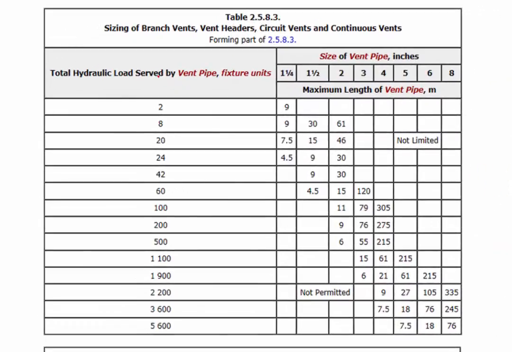So going with the 5 fixture units and a 5-meter length, the first thing we look up in this vertical column is the total fixture units that are served by the vent. We're on table 2583 for continuous vent sizing. So the first number we come to that exceeds 5 fixture units is 8. Now I look to the right. This has created a horizontal column to my right. And it says that if the length of your vent does not exceed 9 meters, it could be 1.25" size.